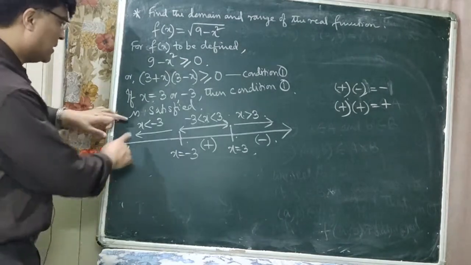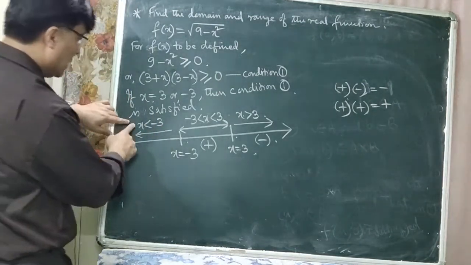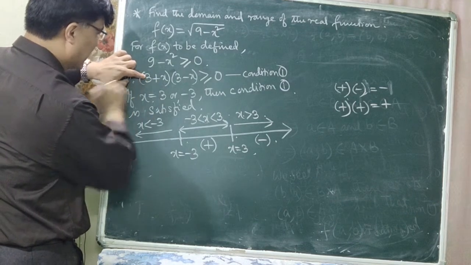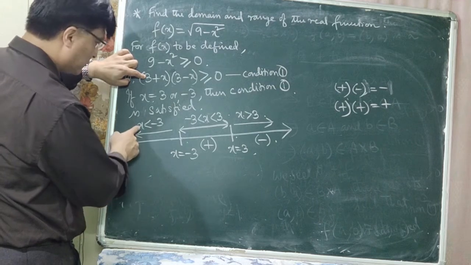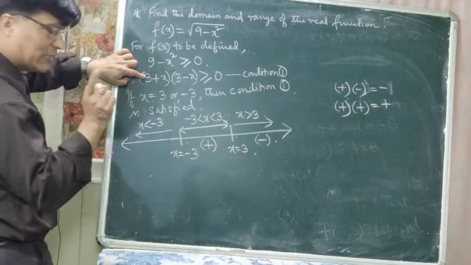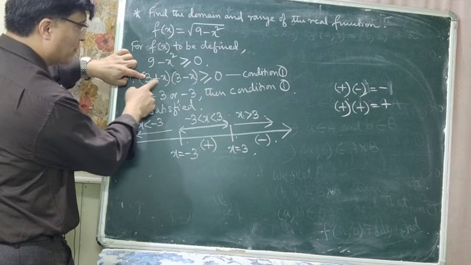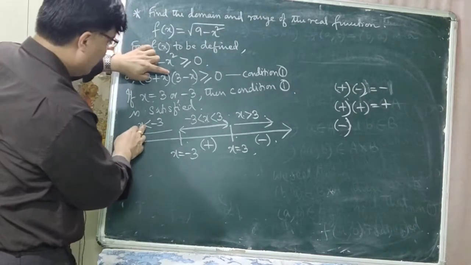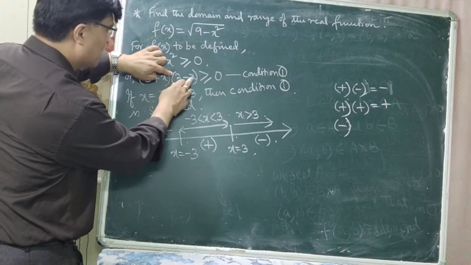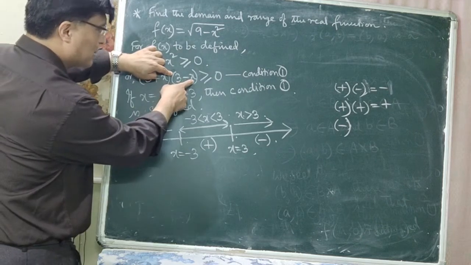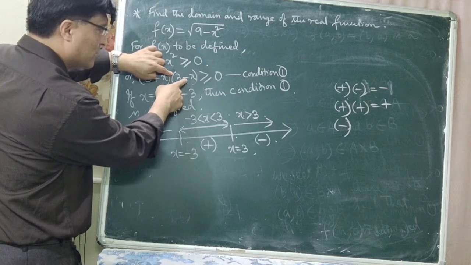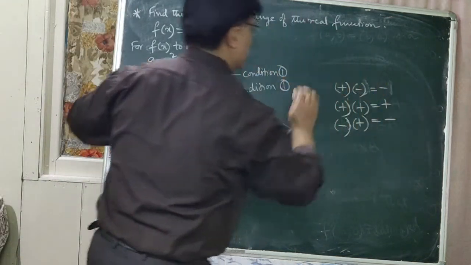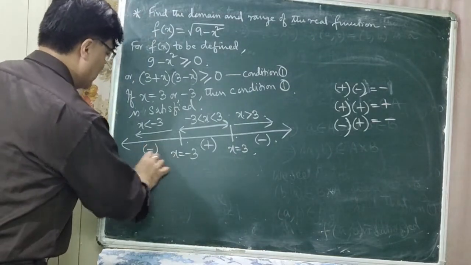Okay. Next, if x is less than minus 3, what can you say about 3 plus x? Is it positive or negative? X is less than minus 3, say minus 4. So 3 plus minus 4 is minus 1. That is your negative. If x is less than minus 3, what can you say about 3 minus x? Is it positive or negative? X less than minus 3, say minus 4. Minus and minus becomes plus. 3 plus 4 is 7. That is your positive. Negative and positive is negative. So this one is your negative.